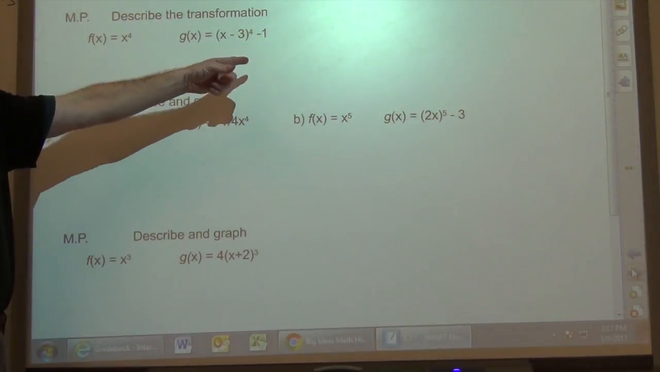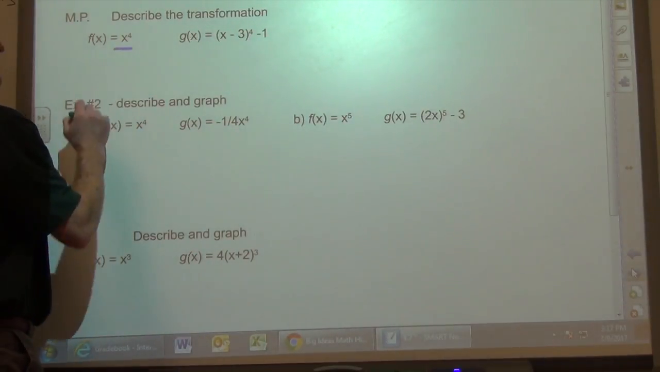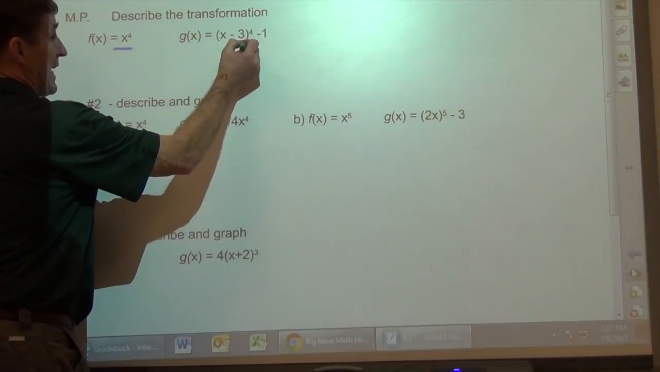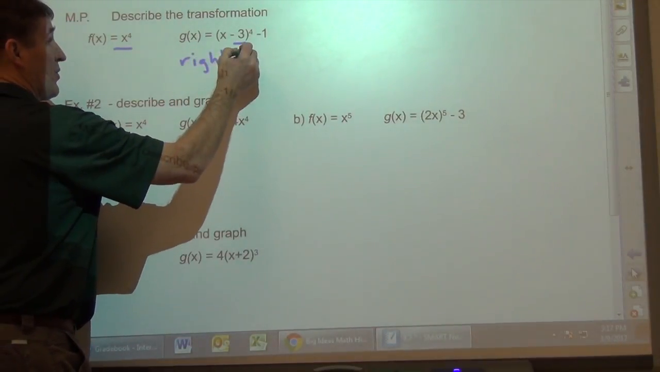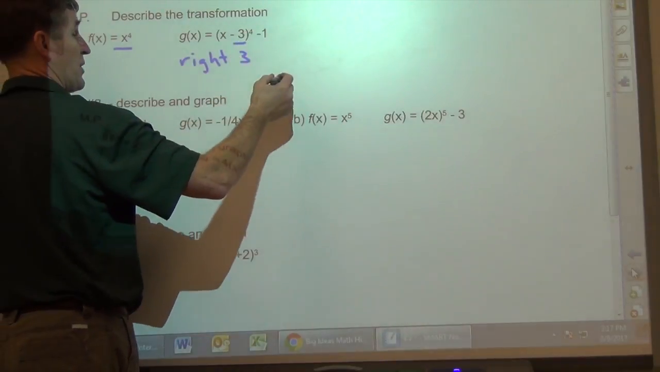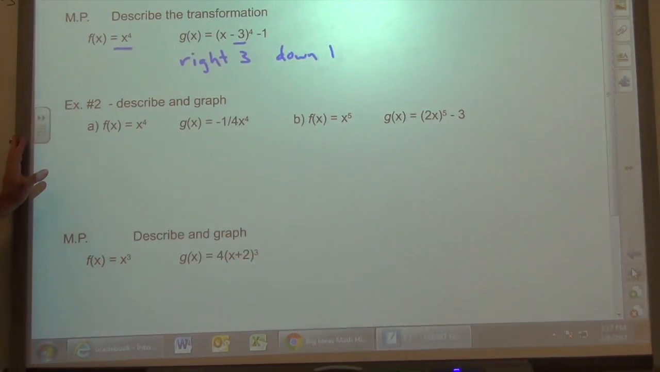So if you'll try this one and then come back and see if you did it right. So this is x to the 4th. So the minus 3 is inside, so the opposite of that would be plus 3 or right 3. And then minus 1 is outside, so that would be down 1. So hopefully you got that right.